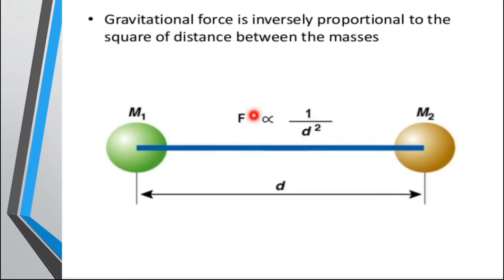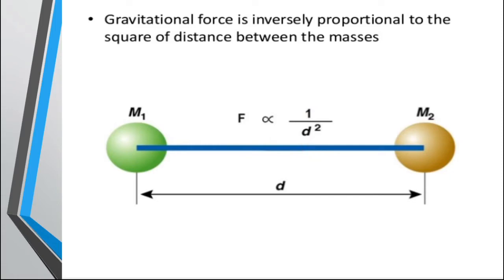And this gravitational force is inversely proportional to the square of the distance between them. Let's say we consider two masses as m1 and m2, and d is the distance between the centers of the masses. So the force of gravitation is inversely proportional to the square of the distance between them.